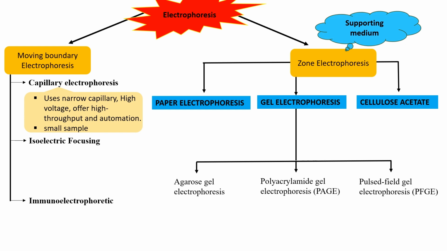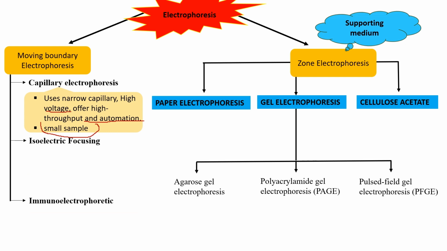Coming to capillary electrophoresis, we have a narrow capillary tube to separate the molecules in the presence of high voltage, and the samples are separated within this narrow capillary tube, and it is completely automated. So this technique is mainly preferable for small samples. For example, if your sample is in very low quantity, you can use capillary electrophoresis to separate the molecules in your sample.